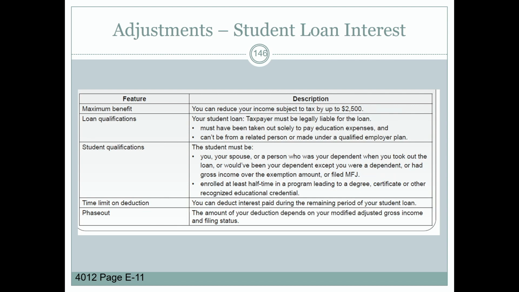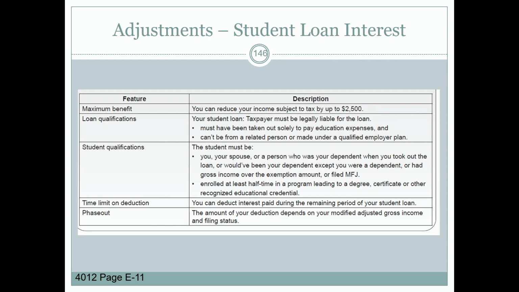The student qualifications: it can be you, your spouse, or a person who was your dependent when you took out the loan, or would have been your dependent except for the gross income or the married filing jointly test. They must have been enrolled at least half-time in a program leading to a degree, certification, or other recognized educational credential.